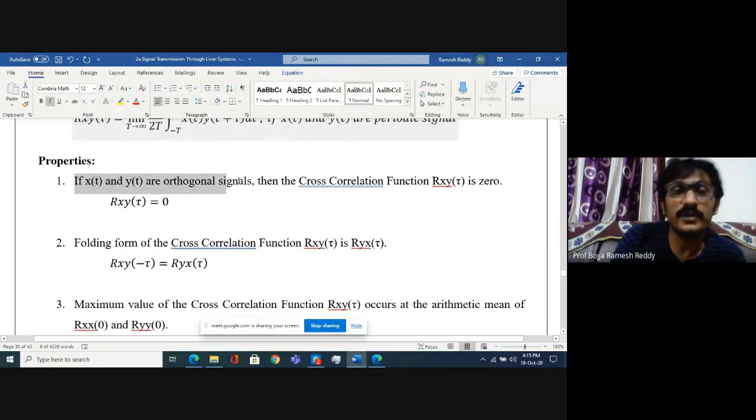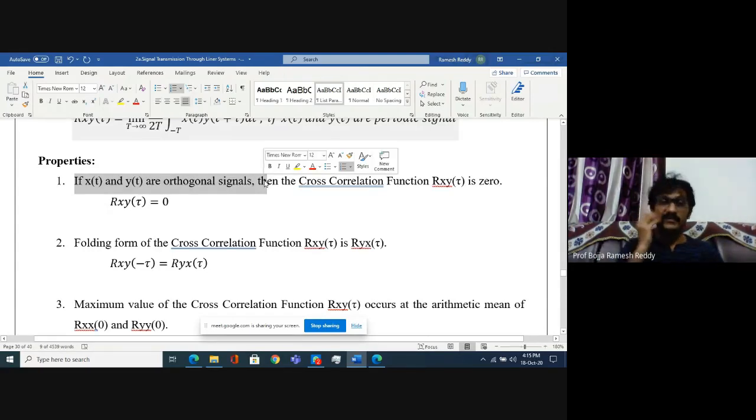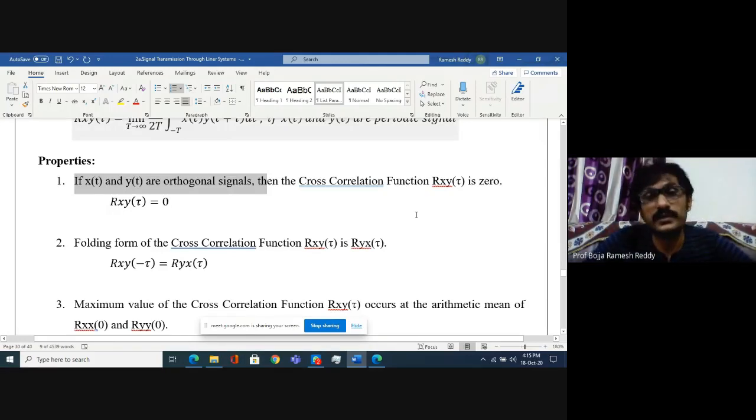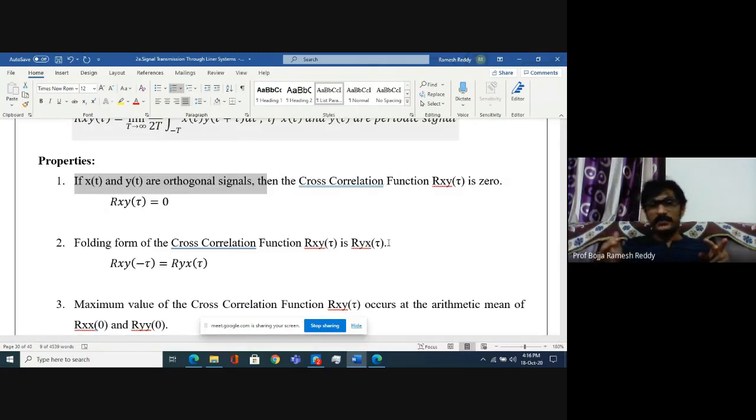If x of t and y of t are orthogonal, perpendicular, then the cross correlation function is 0. Then the folding form of the cross correlation function rxy of tau is ryx of tau. Here the cross correlation between x and y and between y and x are different. How are those two different? With the folding operation, the time reversal operation.